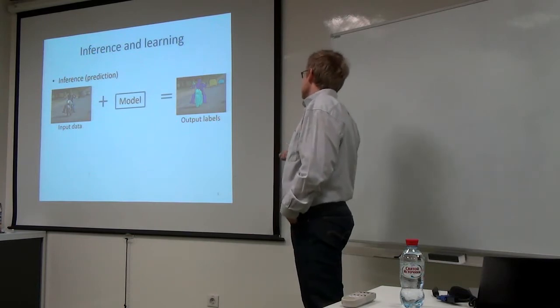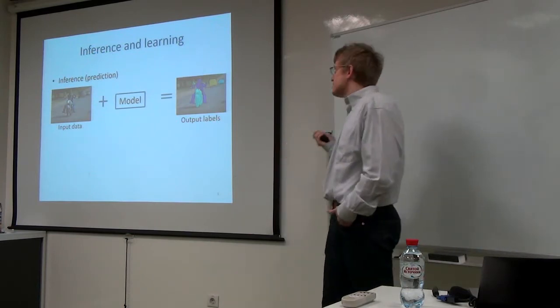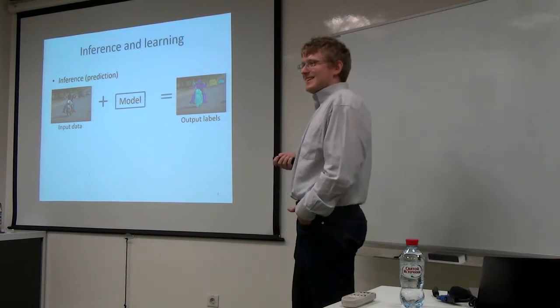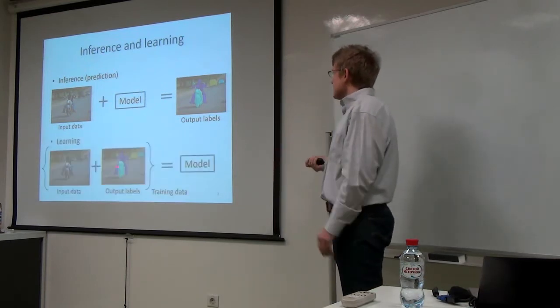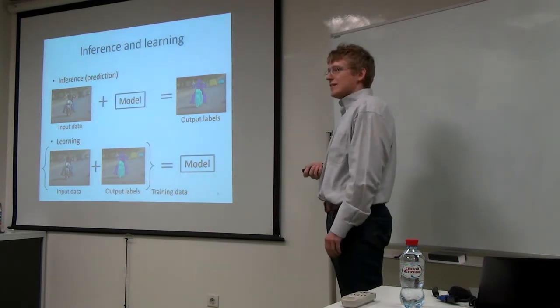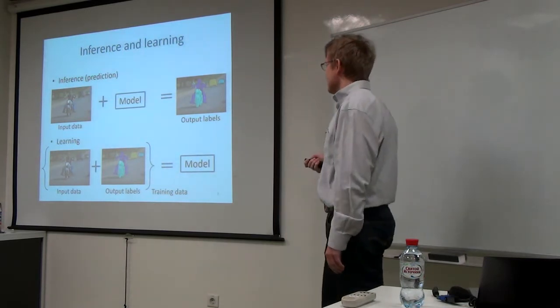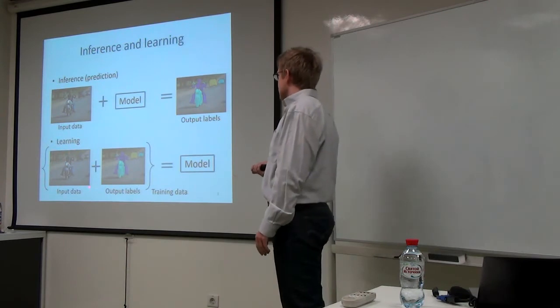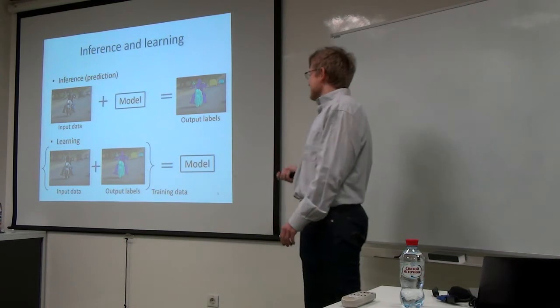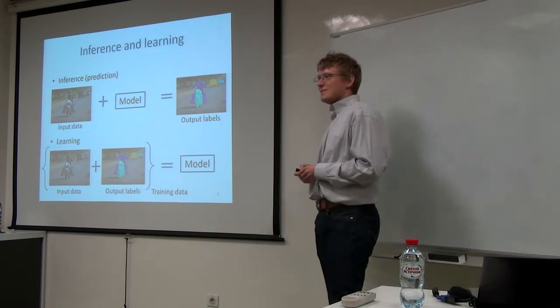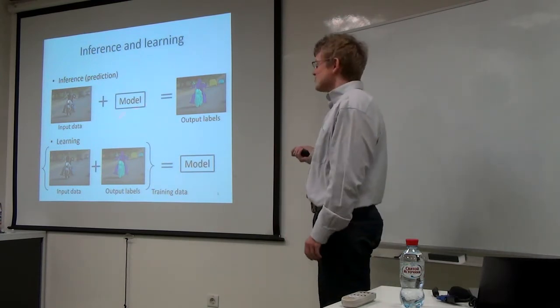It doesn't have to be one single output. It could be a distribution of outputs. But for now it doesn't really matter. The second component is learning. In learning, we are given a data set, usually a labeled data set. For each item there is input data and there are output labels. And the task is to process all of that and produce a model that can later be used to predict.